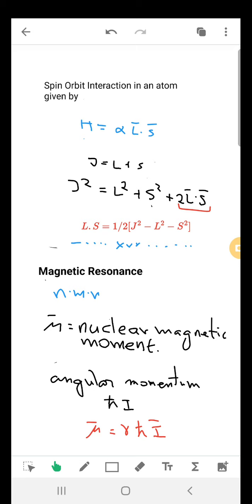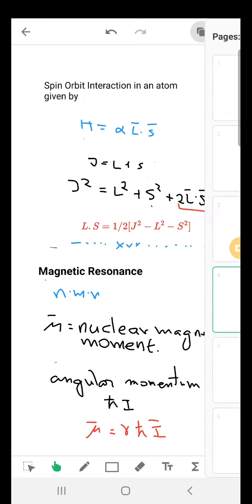let's go on to another topic. This is all about atomic spectroscopy. Now, if you come to nuclear spectroscopy, there is an interesting aspect called magnetic resonance, and it is very popular. This is the basic principle behind nuclear magnetic resonance spectroscopy. So, if mu is the nuclear magnetic moment, and angular momentum is given as h cross I, so mu can be written as equal to gamma h cross I.